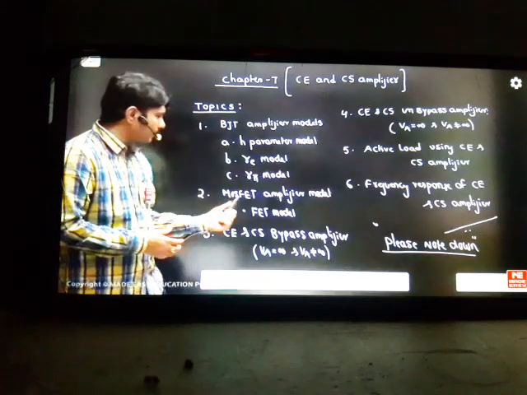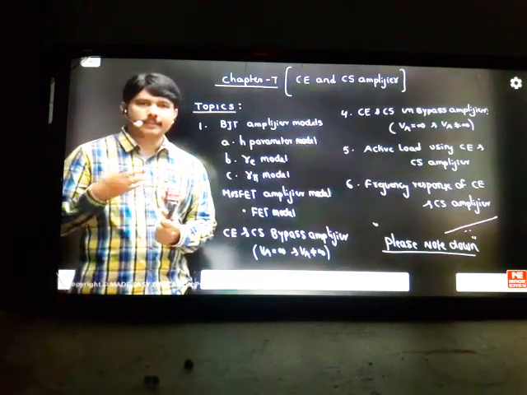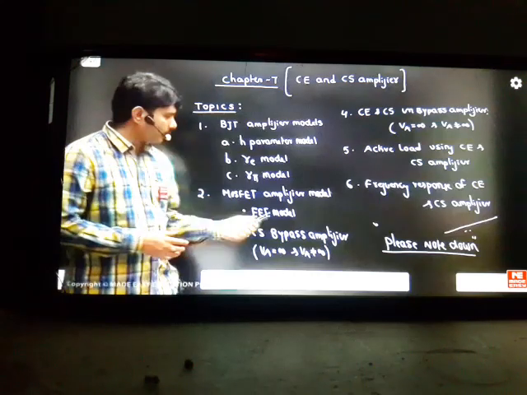After understanding those models, the next presentation will cover the MOSFET amplifier model also. But MOSFET does not have so many theories. It has its own theory, called the field effect transistor model theory. So it will take hardly 10 minutes to understand.